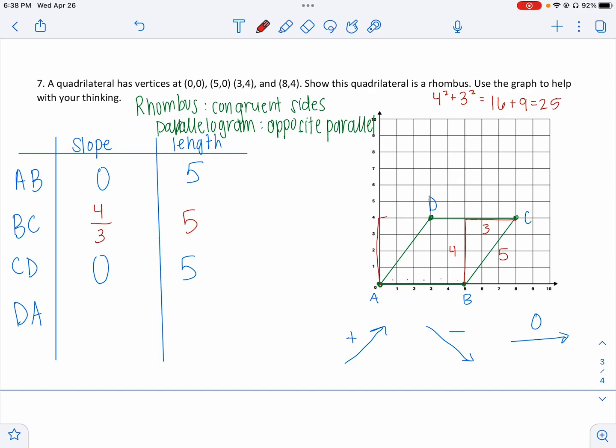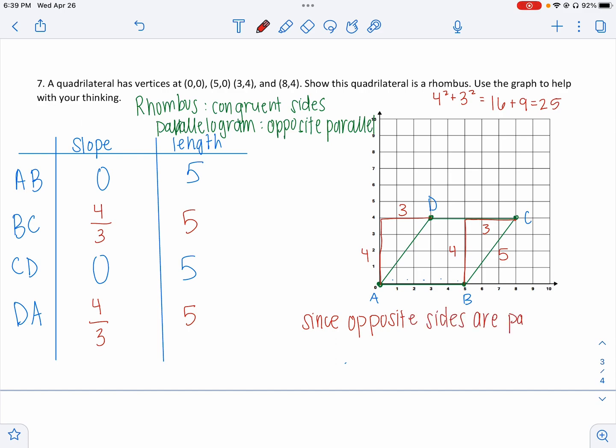We can do the same thing here. Remember, left to right is going up. This slope is also 4 over 3. And by Pythagorean theorem, it's also 5. So this proves that, write out why this proves that. Since opposite sides are parallel by their equal slopes, and all sides are congruent.